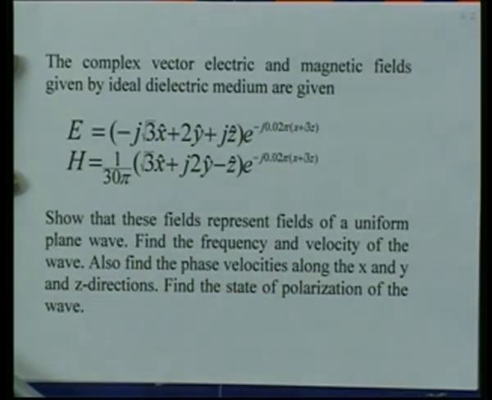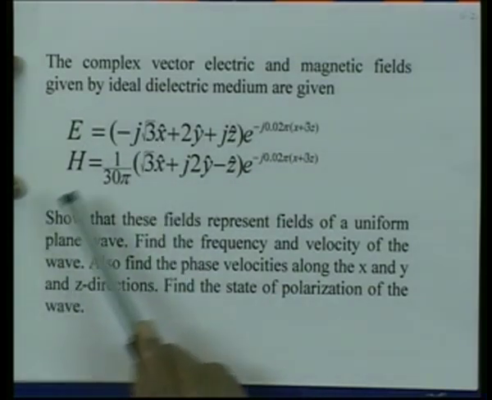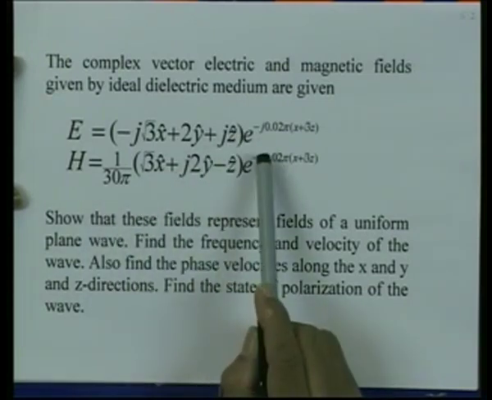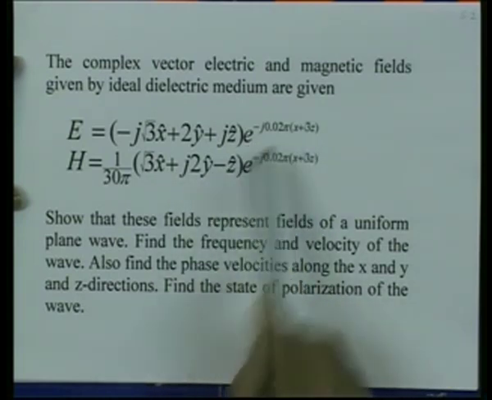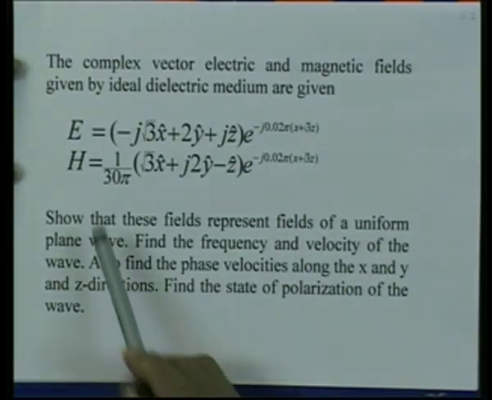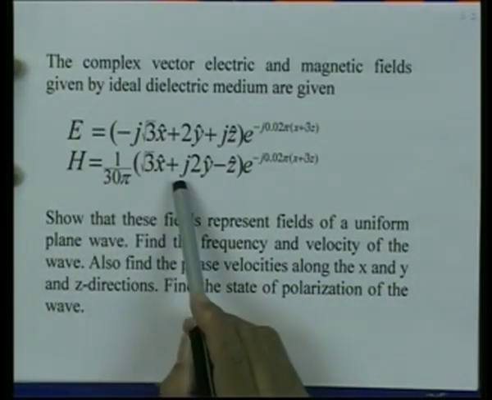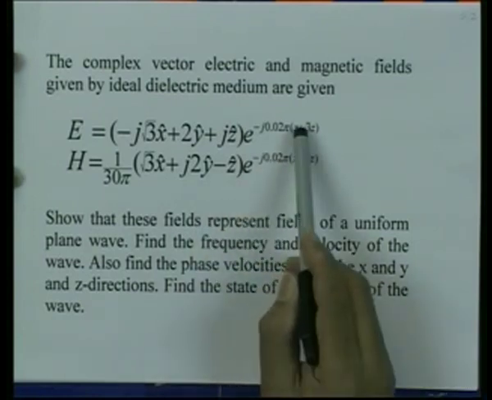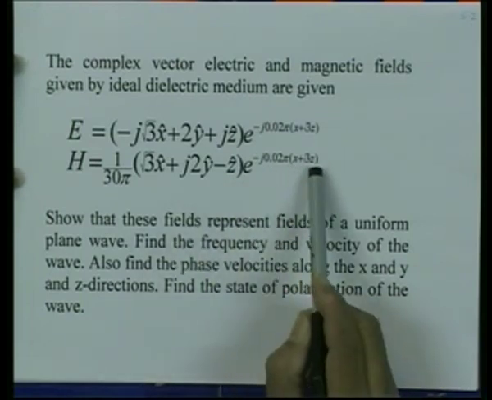So, let us consider a problem here that the complex vector electric and magnetic fields in a dielectric medium are given by this. E is equal to minus j root 3 unit vector x plus 2 unit vector y plus j unit vector z, with a phase function which is e to the power minus j 0.02 pi into (x plus root 3 z), and the magnetic field is given as 1 upon 30 pi times (root 3 x plus j 2 y minus z) cap, with a phase function which is the same, e to the power minus j 0.02 pi into (x plus root 3 z).